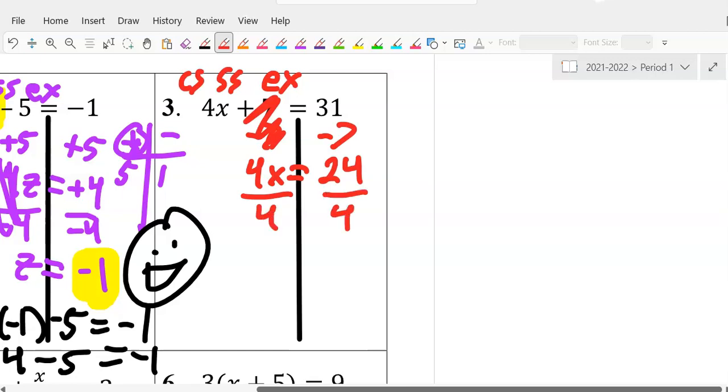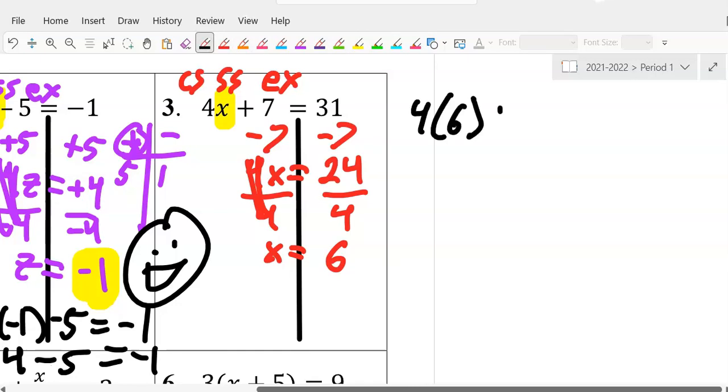Do we agree? Yup. Okay, x is equal to? +6. Okay, +6, are we done? Yeah, you have to check your answer. We should check our answer just to be sure. So, how do we do that? You put the 6 where the x is.